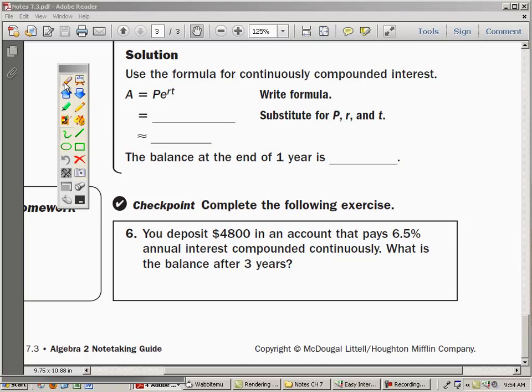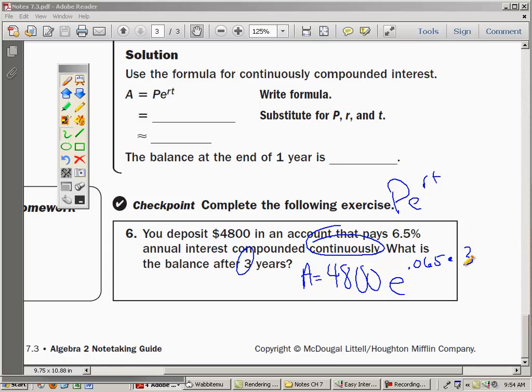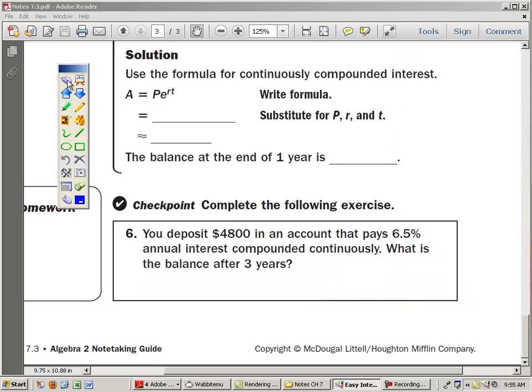All right, so let's talk a little bit about some money here. Your amount is equal to your original principal. Again, because it's continuous interest, that's Pe to the rt power. So it's $4,800, e to the interest rate of 0.065, and we want to know what's the balance after 3 years, so it's 3 years. Plug all that into your calculator, 0.065 times 3. Raise e to that power, and you end up getting roughly $5,833.49. All right, that concludes our lesson on 7.3.